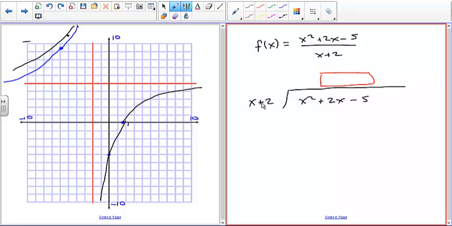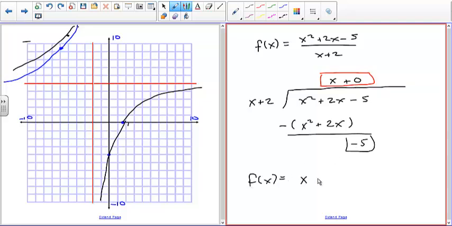So, okay, long division says, what do I need to multiply x by to get x squared? So the answer is x. So multiply it out. X times x is x squared. X times 2 is 2x. And so I subtract this, make sure I get 0 for both of them. So we'd have x plus 0 is equal. So this is for my remainder. So if I were to write the function, it would be x minus 5 divided by x plus 2. So that's just this equation rewritten or simplified.